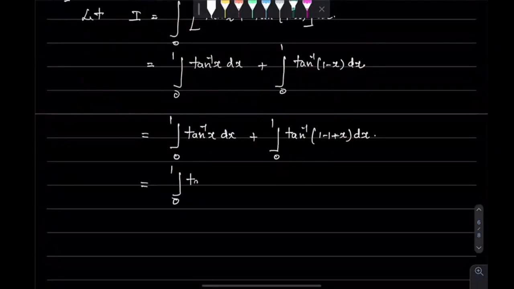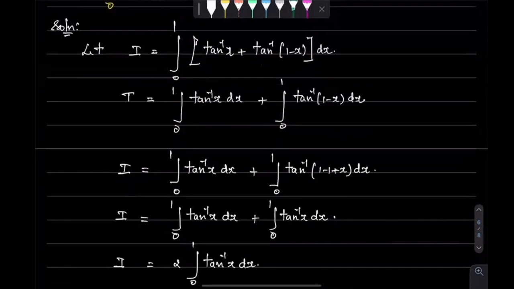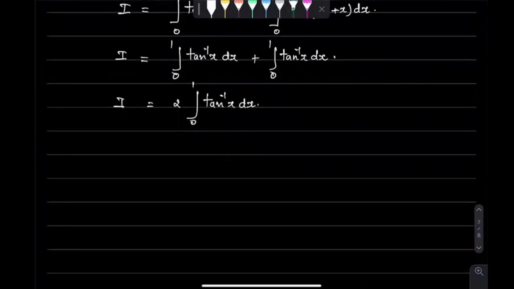Yes, sir. 0 to 1 tan inverse of x dx plus this also becomes 0 to 1 tan inverse of x dx. So this ultimately becomes, therefore your I becomes 2 times of integral 0 to 1 tan inverse of x dx. Okay, so can I integrate this directly? Tan inverse of x, can I integrate it? I cannot integrate this directly. So what should I do? I have to go for the option of using the u dv method.